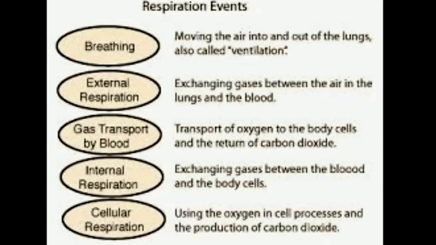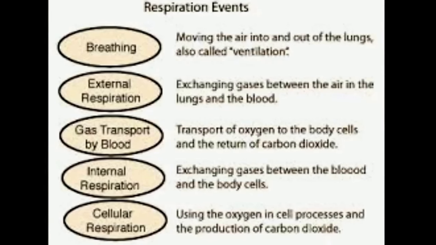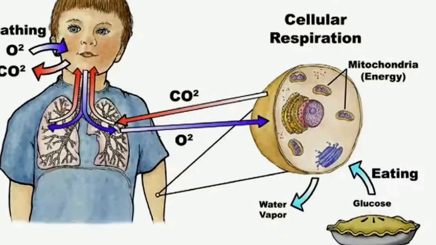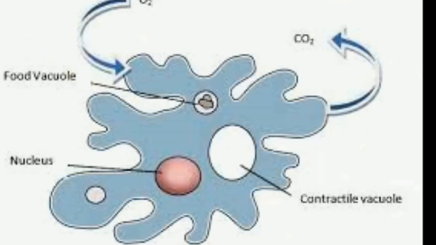There are different events in respiration, as we mentioned earlier. Breathing, so entering of gases into the body, then external respiration, exchange of gases, and transportation by the blood, and then internal respiration, and finally it reaches the cell where cellular respiration takes place, the site of the production of energy. So here we are observing that air enters into the lungs, then it enters the blood and is transported to the tissue and enters into the cell.